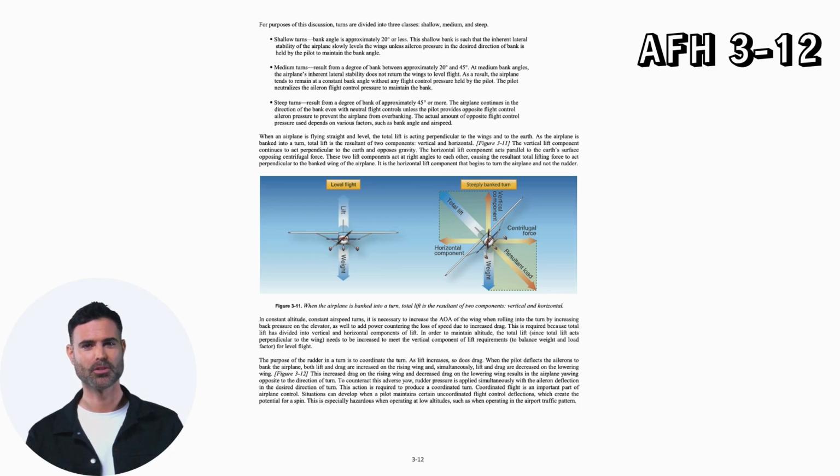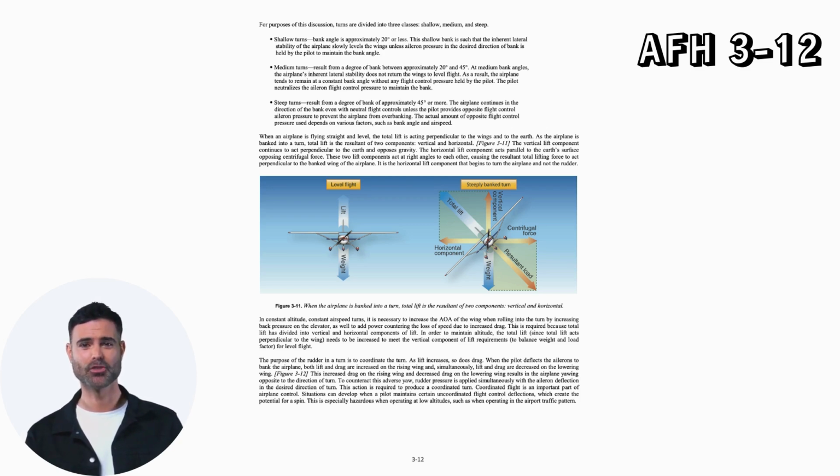Steep turns result from a degree of bank of approximately 45 degrees or more. The airplane continues in the direction of the bank even with neutral flight controls unless the pilot provides opposite flight control, aileron pressure, to prevent the airplane from overbanking. The actual amount of opposite flight control pressure used depends on various factors, such as bank angle and airspeed.